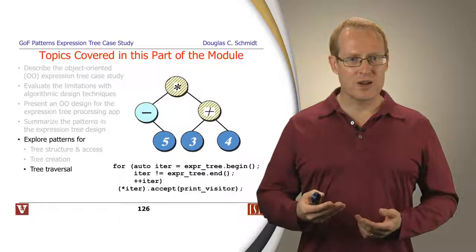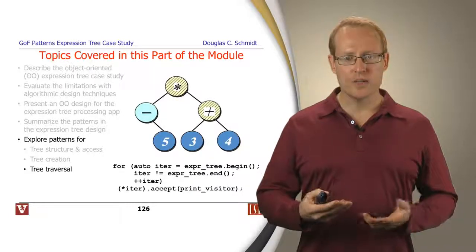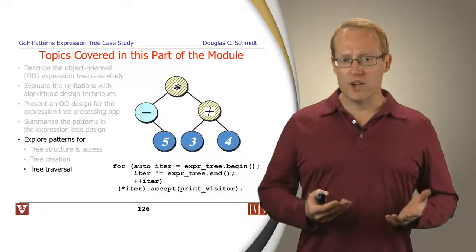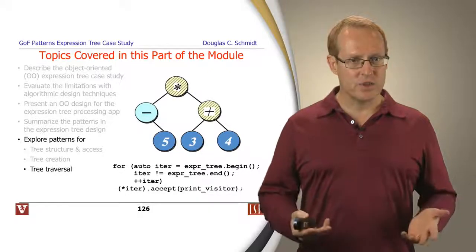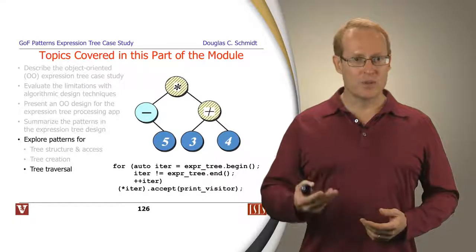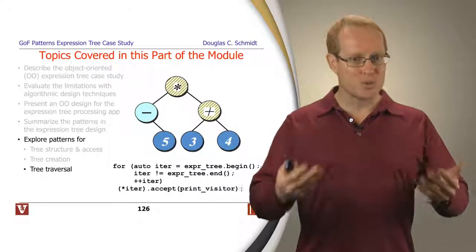We first started by talking about patterns for tree structure and access, things like composite and bridge. We then talked about patterns for creating expression trees from user input. We talked about interpreter, and we talked about builder to create the composite, which gets joined with the bridge.